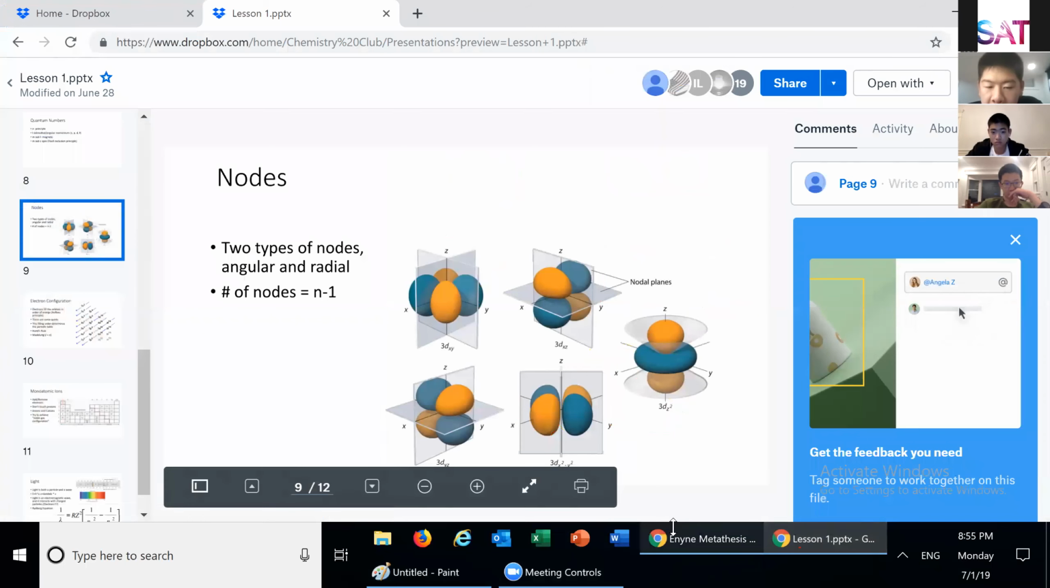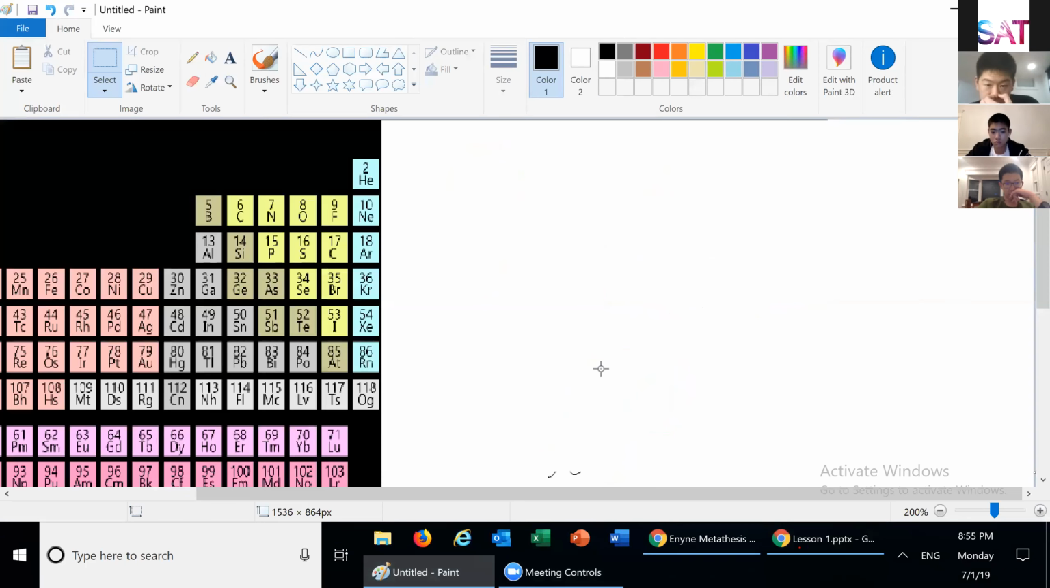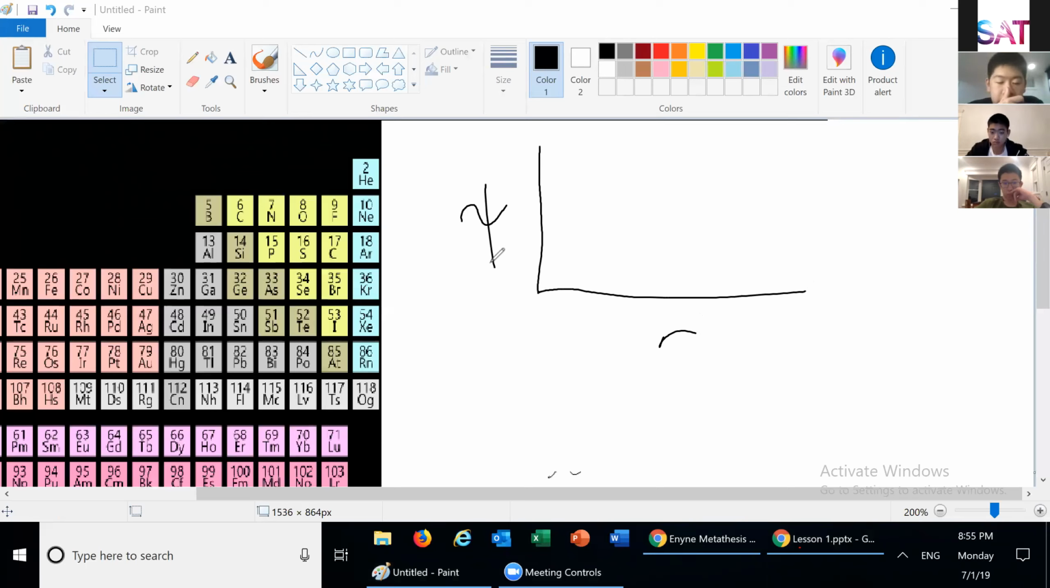I also want to explain a little more what these nodes are. Let's draw a graph. We have r on the x-axis. r stands for radius, the distance from the nucleus. And on the y-axis, we have the value of the wave function. Let's look at an s orbital, the 1s orbital.